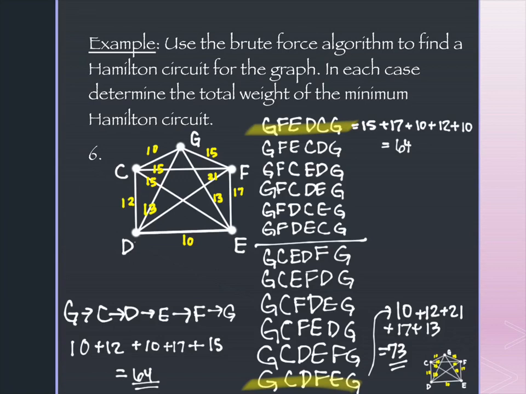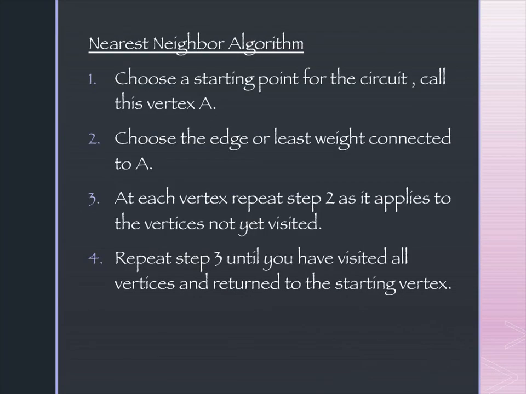It's as small as the other one that we got anyway. And it's good enough. That's what the nearest neighbor algorithm does. So the nearest neighbor algorithm says to start at one of the points. We'll call it A. Choose the edge of least weight connected to A. At each vertex, repeat this process, going to all the vertices that we haven't visited until you get back to A.